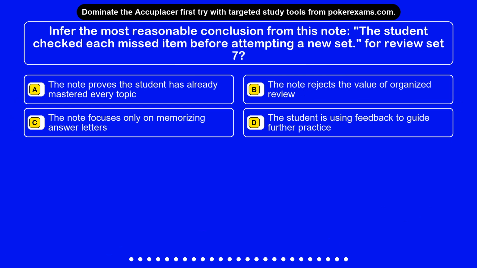Question 14. Infer the most reasonable conclusion from this note. The student checked each missed item before attempting a new set for review set 7. Option A. The note proves the student has already mastered every topic. Option B. The note rejects the value of organized review. Option C. The note focuses only on memorizing answer letters. Option D. The student is using feedback to guide further practice.